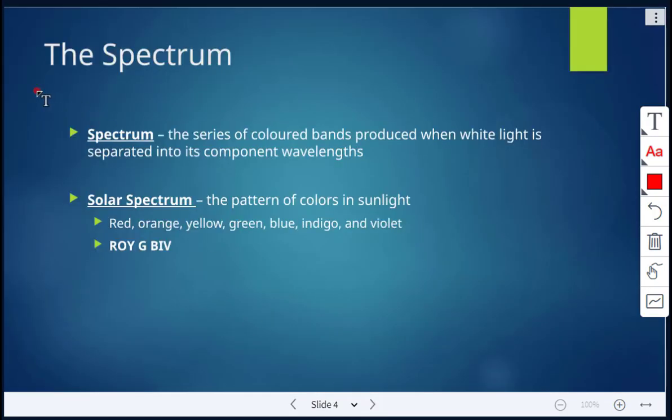So the spectrum, this is the series of colored bands that are produced when white light is separated into its component wavelengths. The solar spectrum, this is the pattern of colors in sunlight. So you may have heard of this before, Roy G. Biv. So red, orange, yellow, green, blue, indigo, violet.